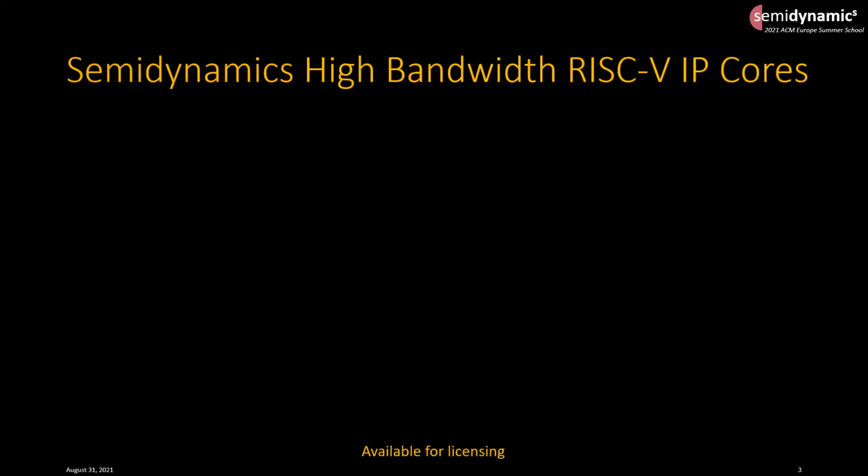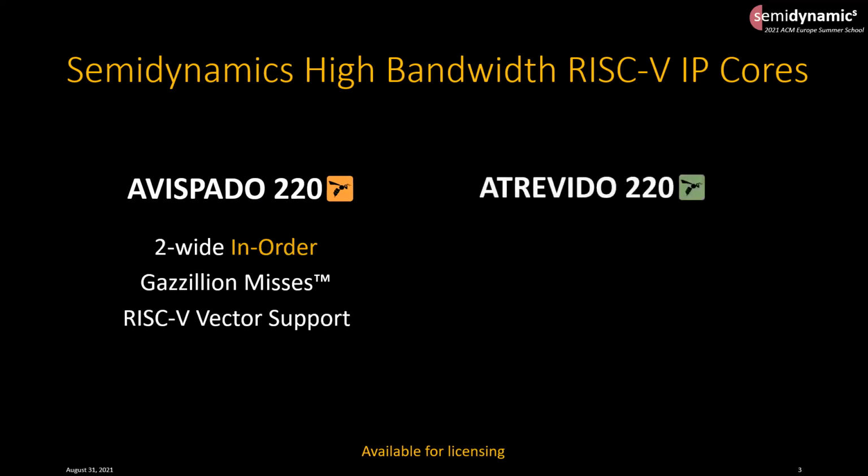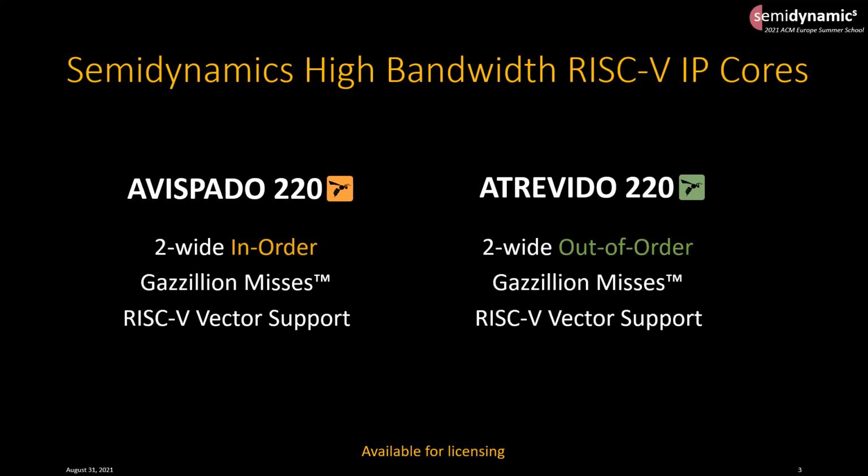So having said that, let me talk a little bit about our high bandwidth RISC-V IP cores. We have two cores. One we call Avispado 220. It's a 2-wide in-order core. It supports something I'll describe, which we call gazillion misses. It's a commercial name. And it has RISC-V vector support, and I'll describe what that means. We also have another product, which is called Atrevido 220. It's a 2-wide out-of-order core. So the fundamental difference between these two products is that one's in-order, the other one's out-of-order. It also supports the idea of gazillion misses and also has RISC-V vector support.